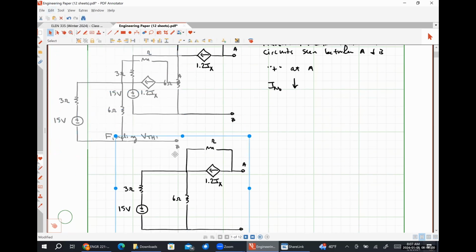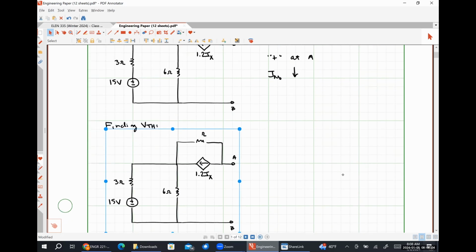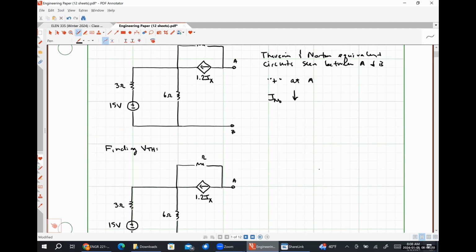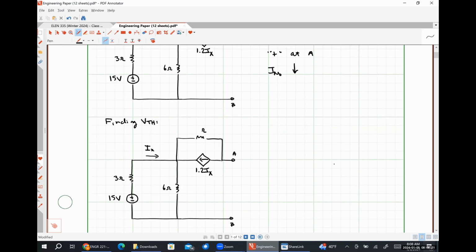Any thoughts? Yep. Fantastic question, Camden. Let's say that IX is this current. Now that that's taken care of, and thank you for that, I appreciate it.